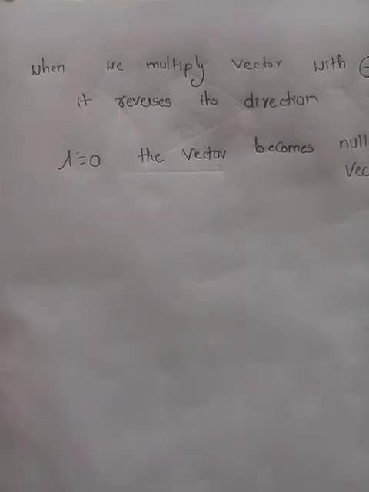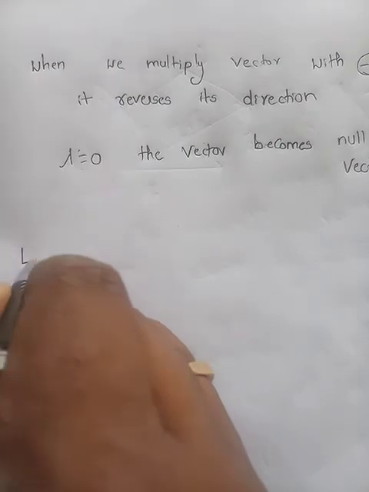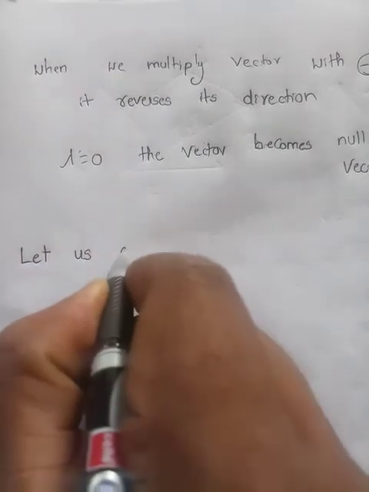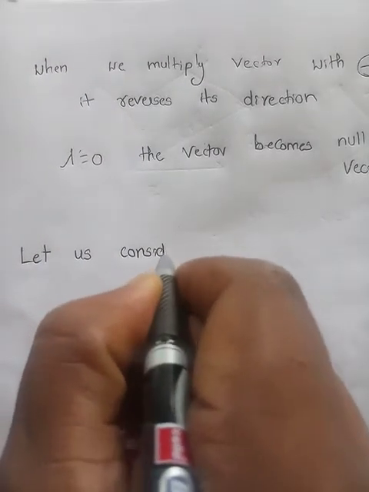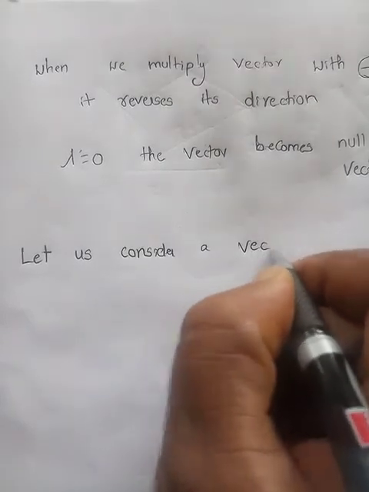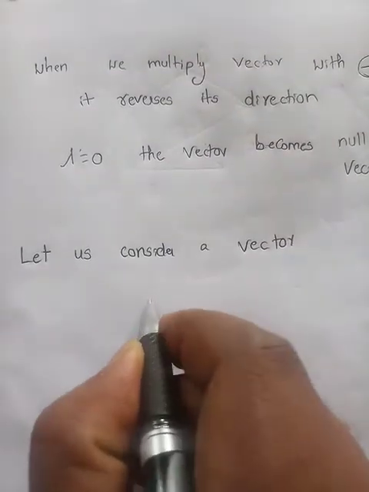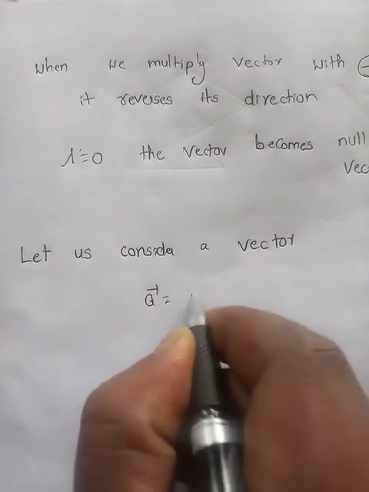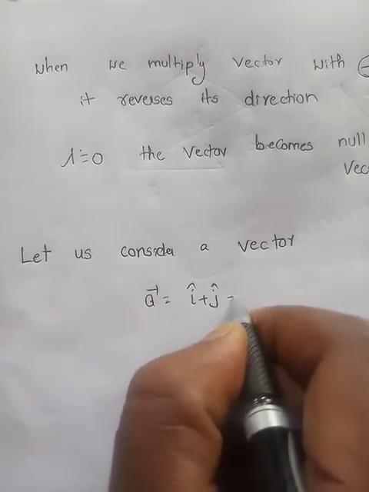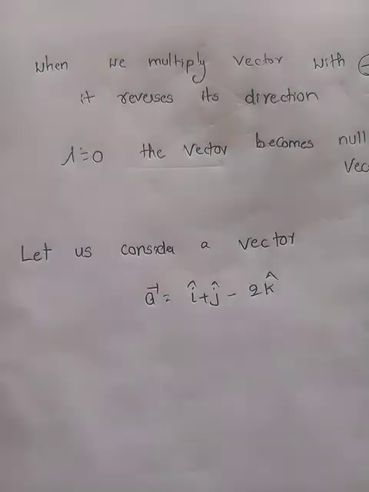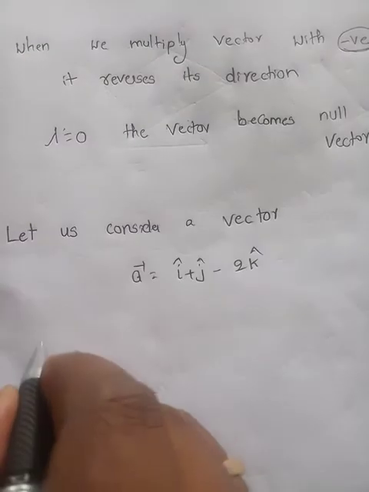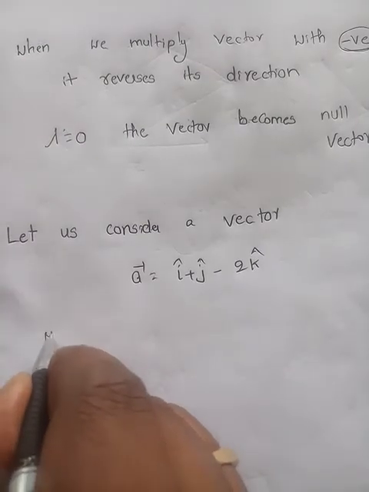For example, let us consider a vector, as we said, a bar equals i cap plus j cap minus 2k cap. Now multiply with 5.